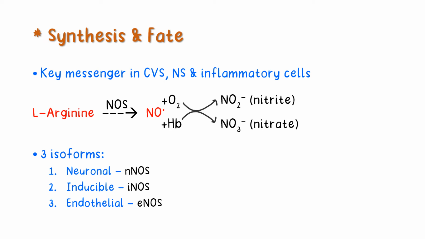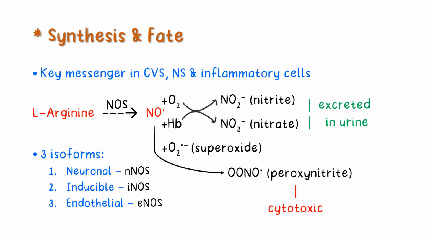After synthesis, nitric oxide rapidly reacts with oxygen to form nitrites and with hemoglobin to form nitrates, which are excreted in urine. Nitric oxide also reacts with superoxide to produce peroxynitrite, which has cytotoxic effects.